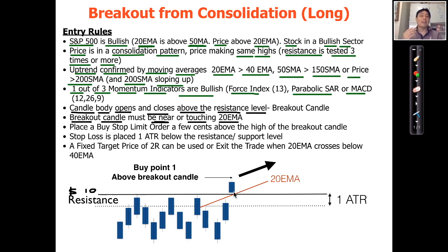And I'm going to show you some examples later on when it's too far away and we don't take the trade, because if it's overextended and you buy, right, it will tend to snap back. Instead of going higher, it will tend to come back before going higher and it may hit your stop loss. So that's really important. It must be near the 20 exponential moving average.